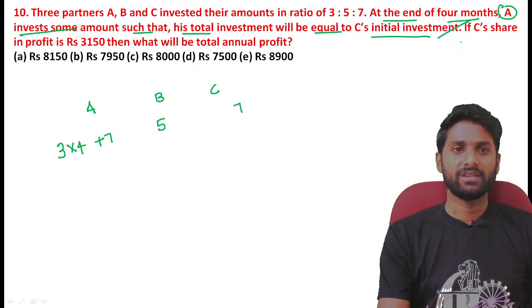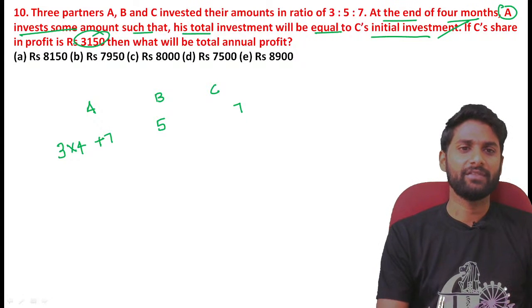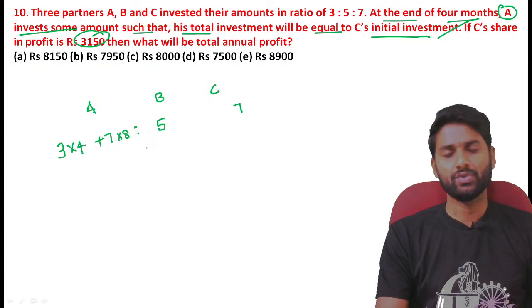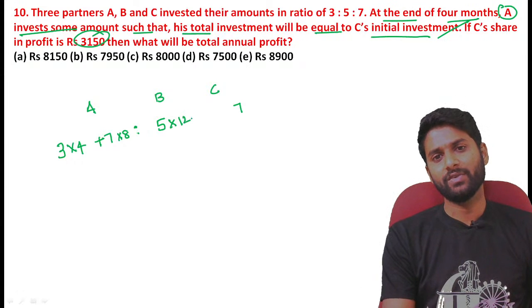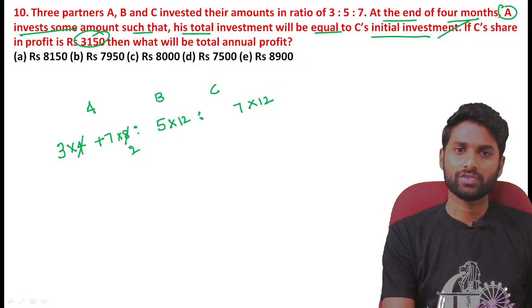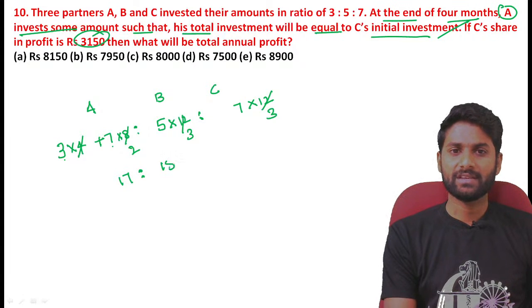So there is no information about the initial investment. At the end of the year, they are getting 3,150. Now just see. So for the remaining 8 months, A maintained 7 units. B maintained 5 units for 12 months. C maintained 7 units for 12 months. Just cancel. 4 ones are 4, 4 twos are 8, so the ratio becomes 12 plus 56, which is 68, divided by 4 gives 17. Now 5 threes are 15. Now 7 threes are 21.